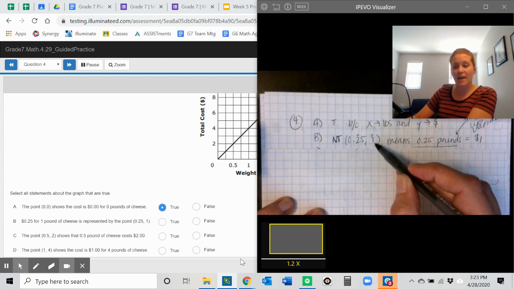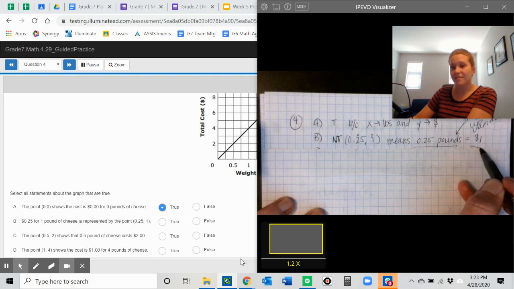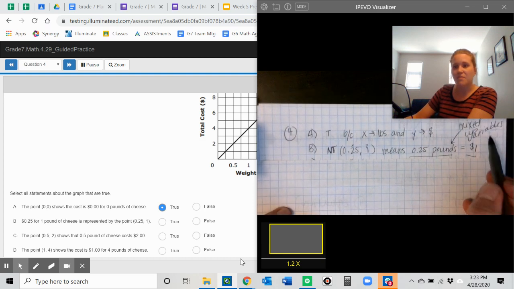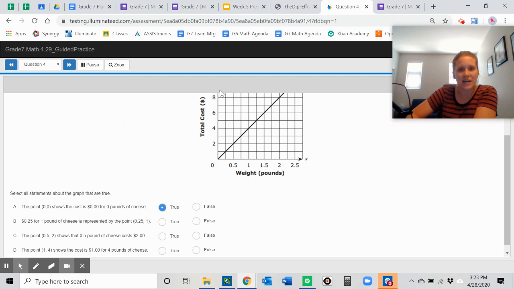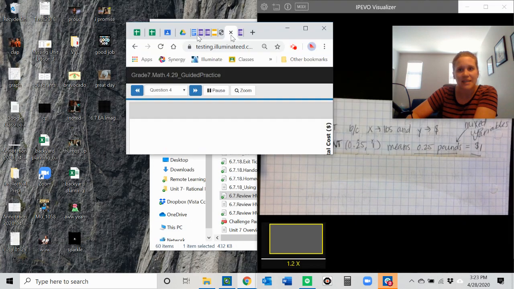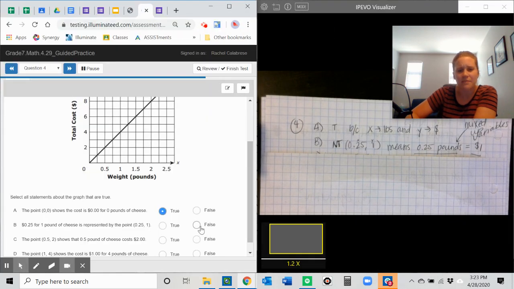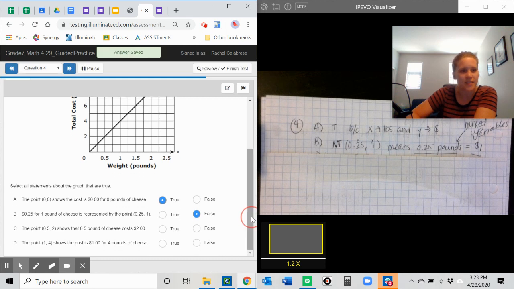My y coordinate is 1, which means $1, not 1 pound. So B said 1 pound of cheese. That's false. They mixed up the variables. That's what I was adding in with my 10 bonus seconds. So for B, let's select false.